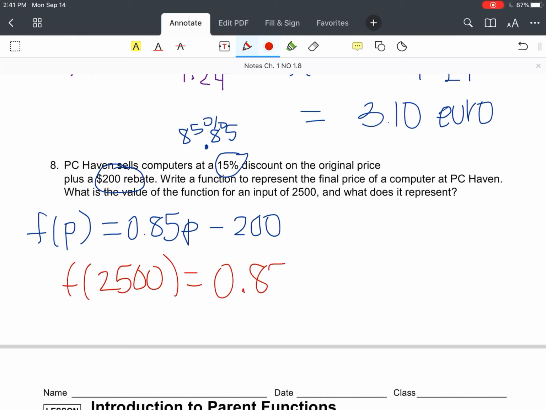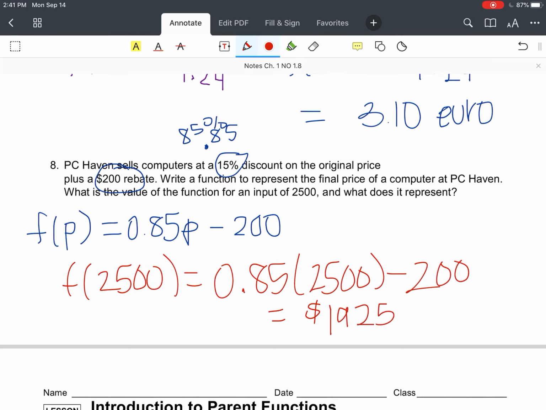So let's now substitute 2,500 in. So I'm going to get 0.85 times 2,500 minus 200. When you do that, you get 1,925. Meaning, something that used to cost 2,500 now costs 1,925. So you got a little over 500. You actually got $575 off. That's it for lesson 1.7, function notation. Please make sure that you're trying the ones on your own and checking.